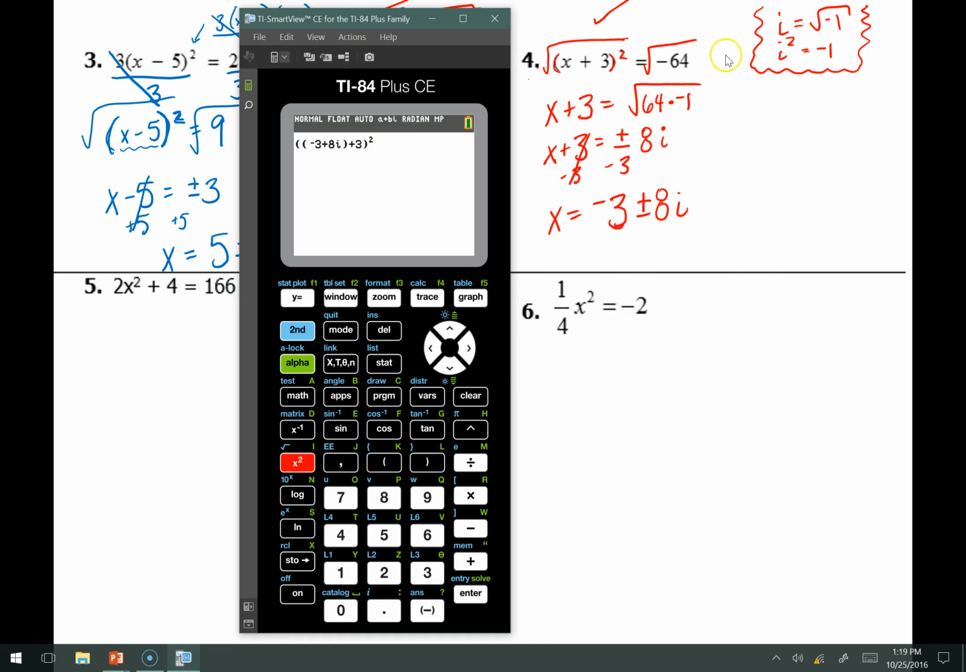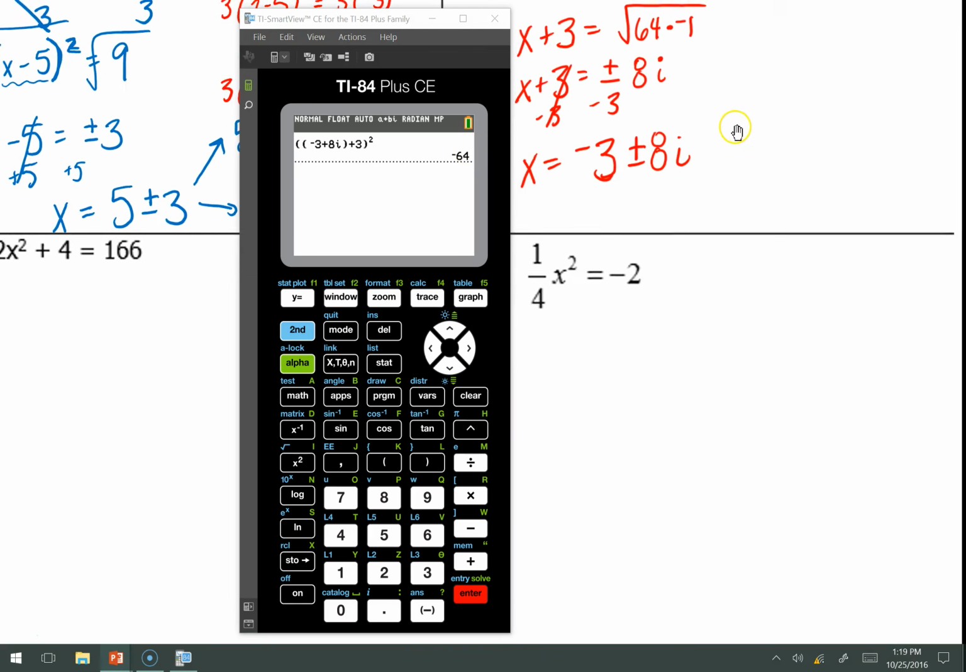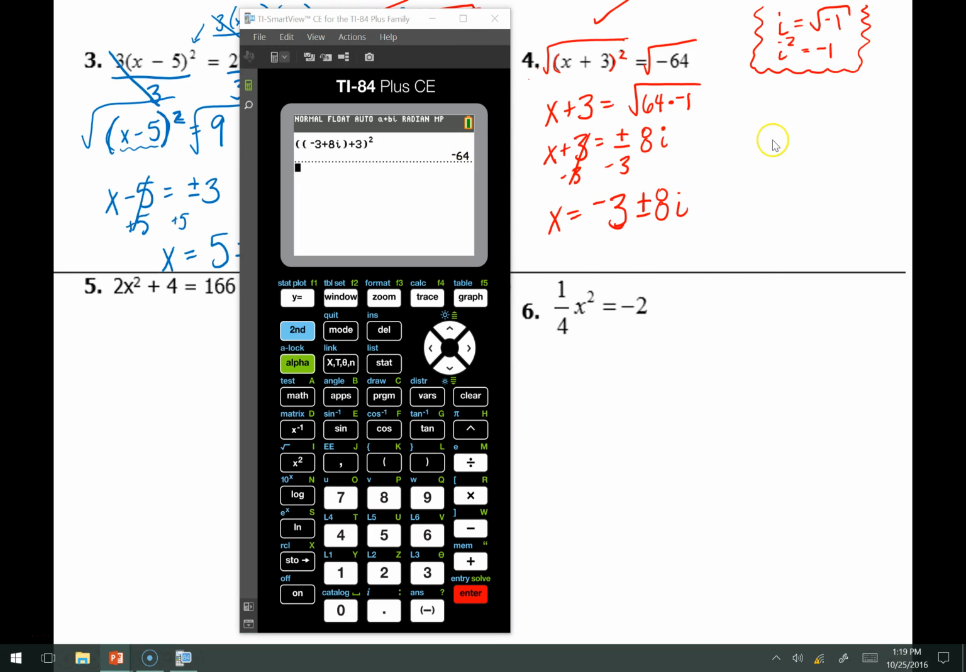When I hit enter, I'm really hoping that's going to give me -64. If it does, that means that is a solution. It does indeed give me -64. Now I've only checked -3 plus 8i. That solution checks. I still need to check -3 minus 8i.